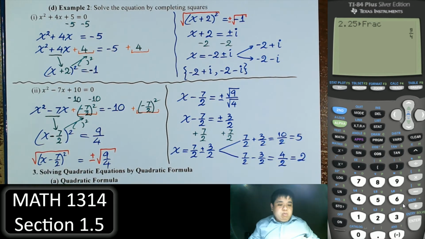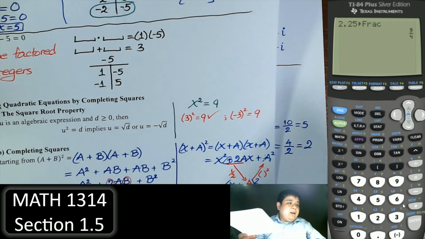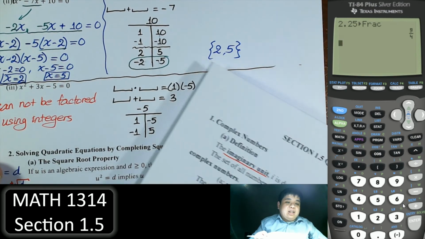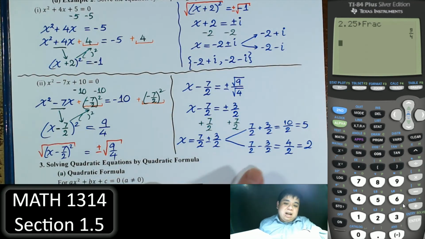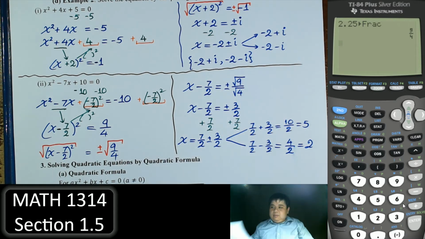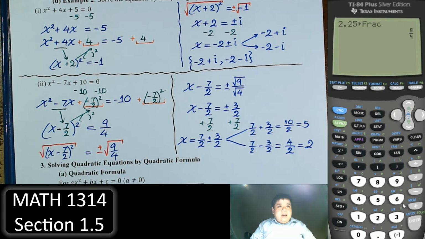I think we did this problem before. And in that equation, we have x equal to 2 and x equal to 5, which is exactly what we have here. Alright, so that certainly works.